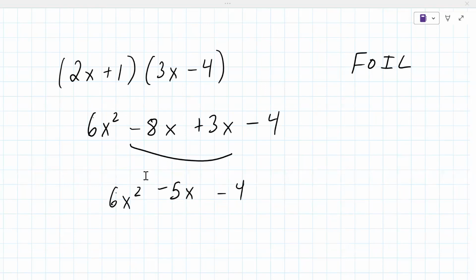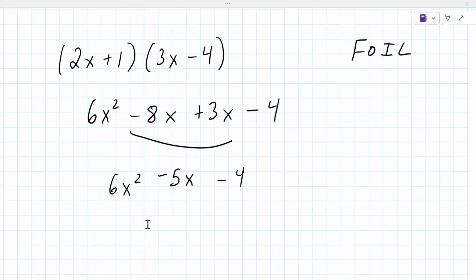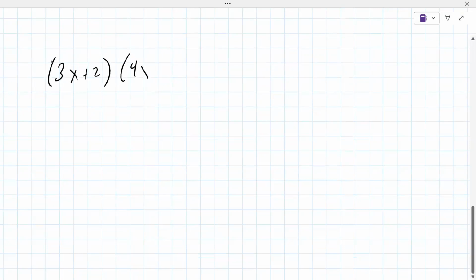So I'm going to give you one to try here. But before I do that, go ahead and write this example down in your notes and let me know when you've done that, please. Okay. Okay, there. Write it down? Yeah. Right. Let's try one here. Let's try 3x plus 2 times 4x minus 1.